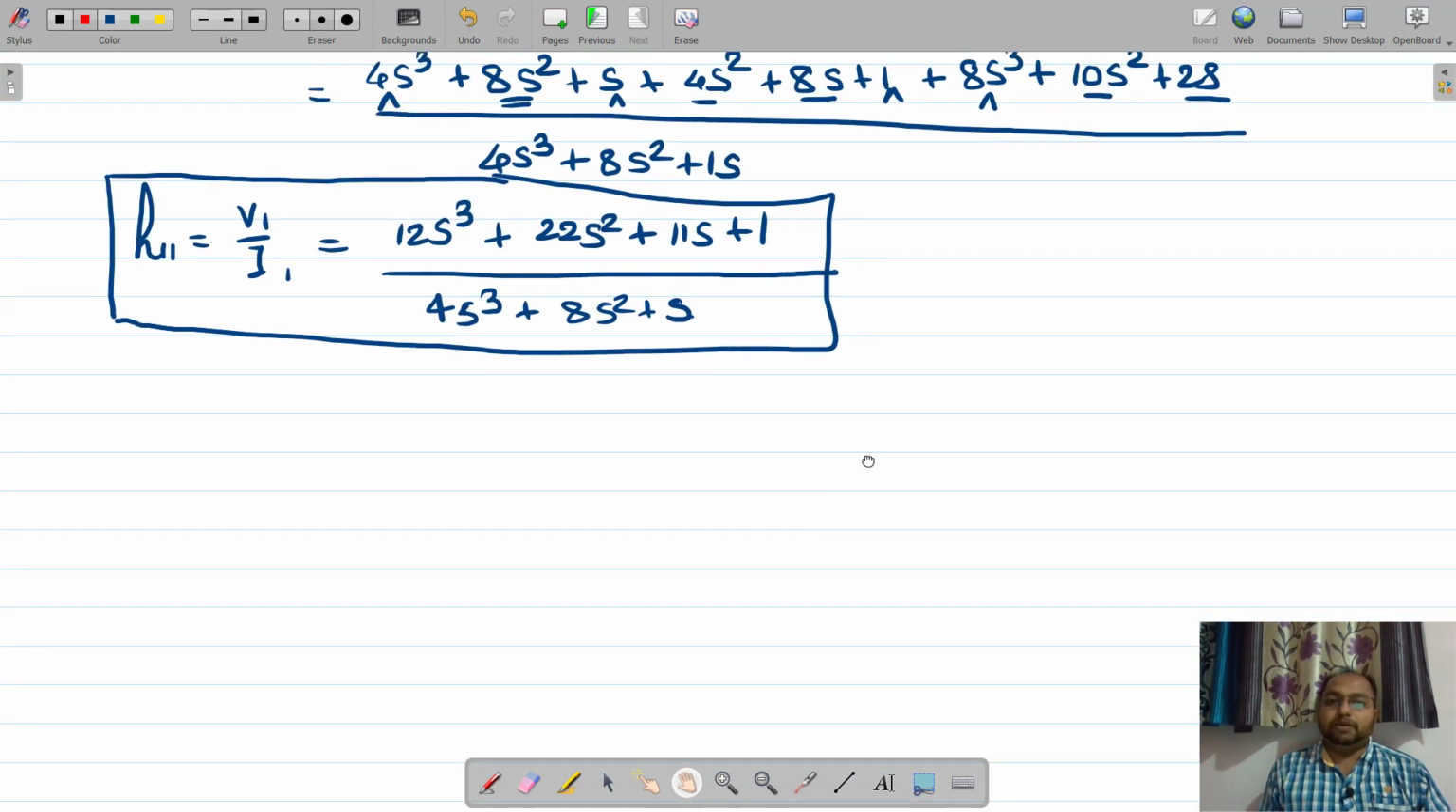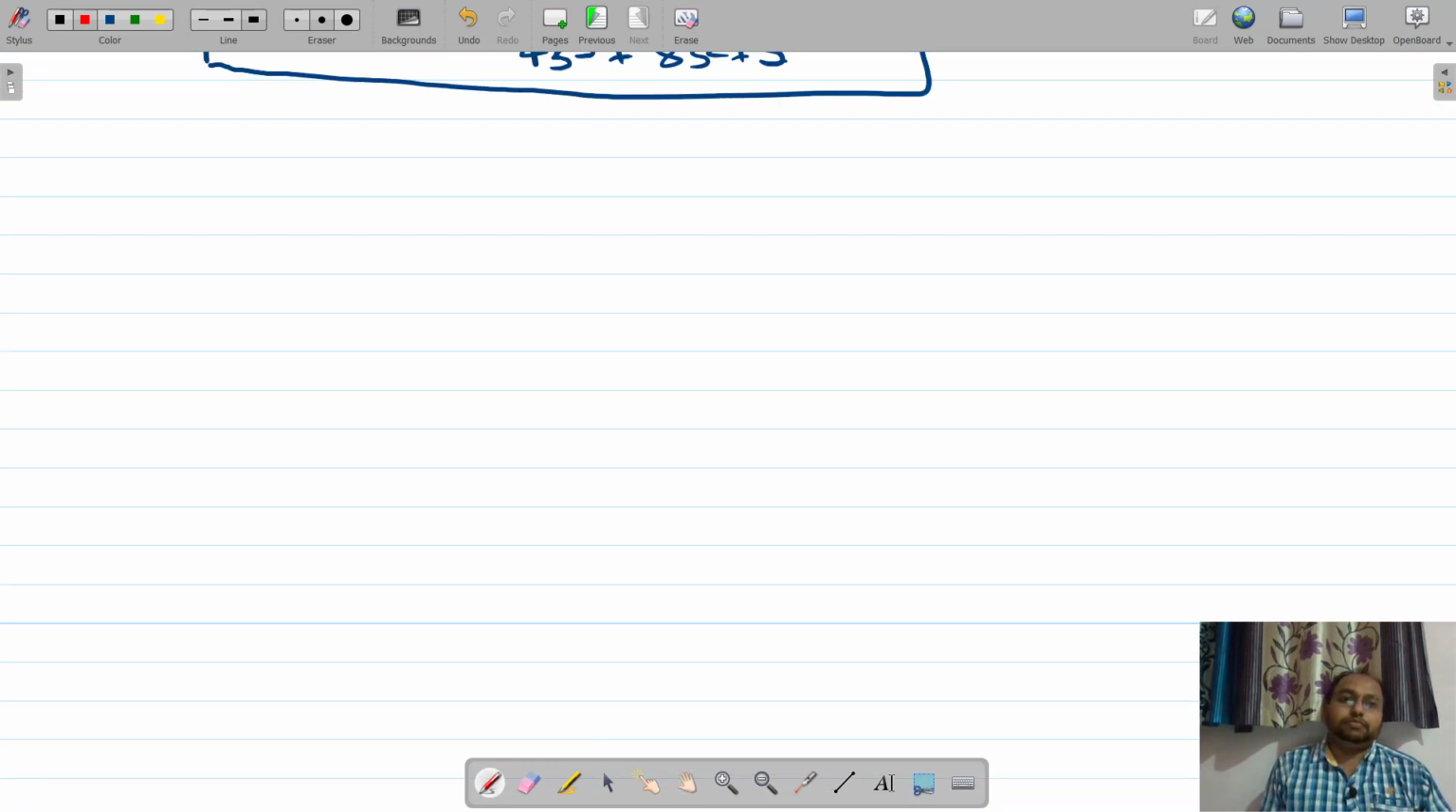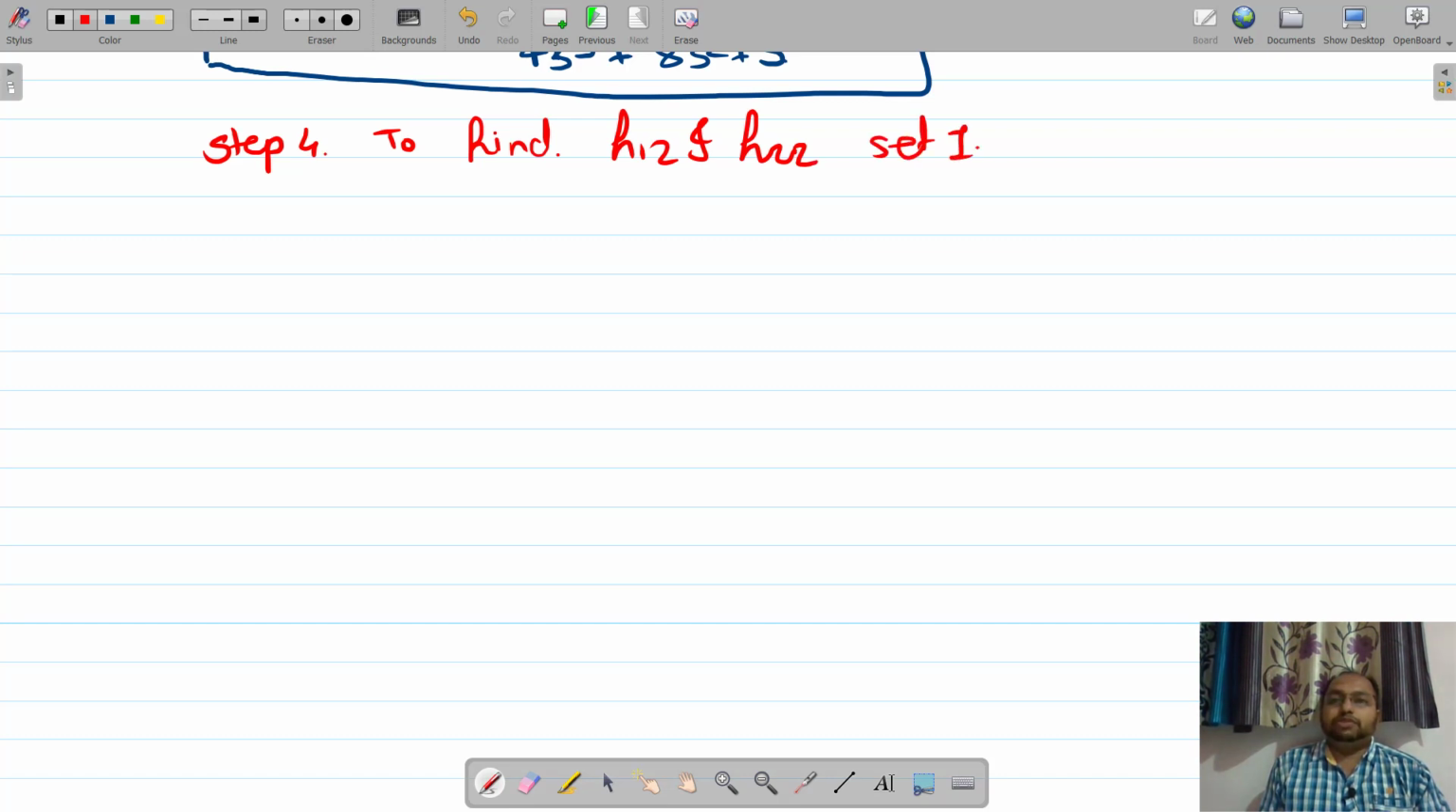Now let us find the other two parameters. Step number 4: to find h12 and h22, set I1 equal to 0. Once we set I1 equal to 0, this resistor will not be in the picture, so only two impedances will be there.